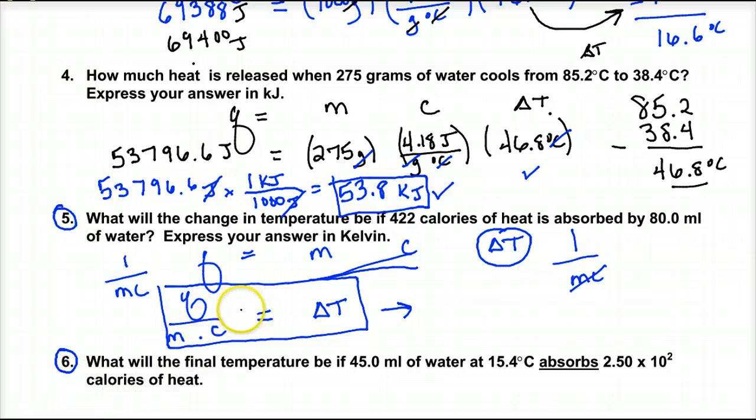So try to plug that in. Be very careful what the unit is. If it's milliliters of water, we know the density of water is 1, so that should be 80.0 grams of water.